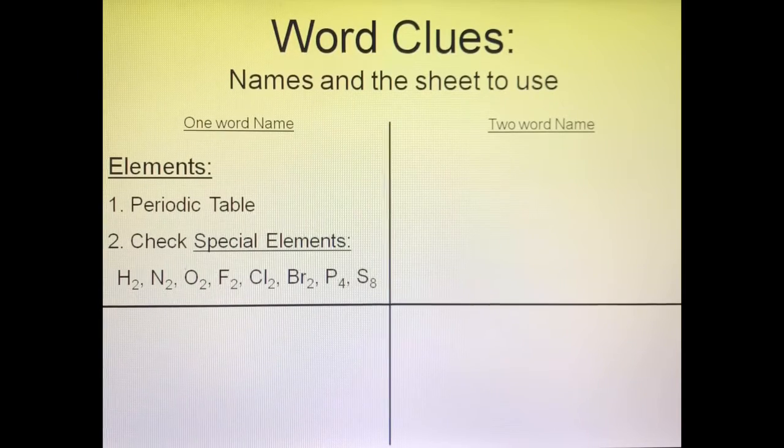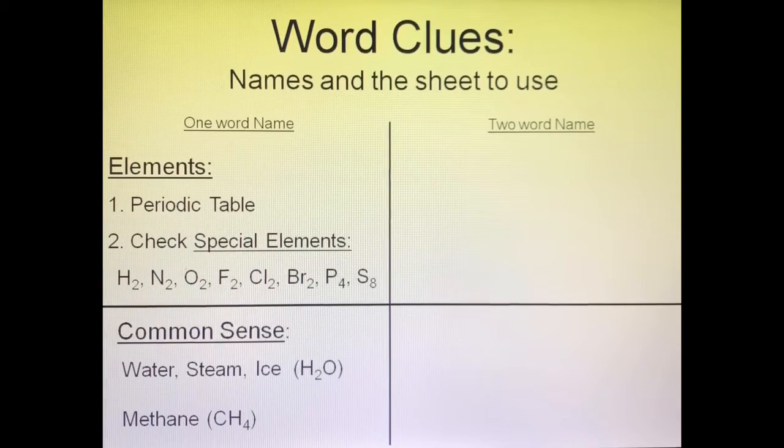For example, if a reaction is involving hydrogen, instead of just writing H for the formula, you would write it as H2. Same with nitrogen, oxygen, fluorine, chlorine, and bromine. For phosphorus, you'd write P4, and for sulfur, S8.